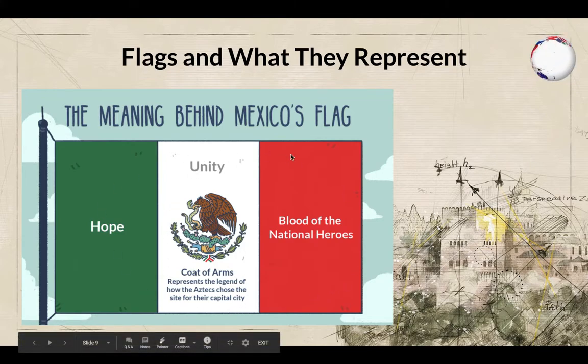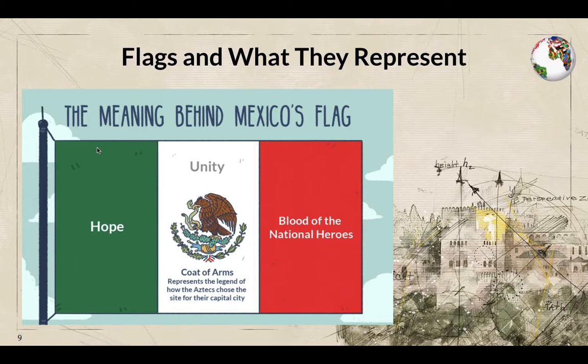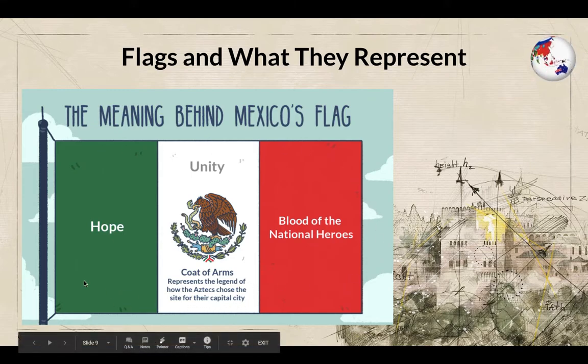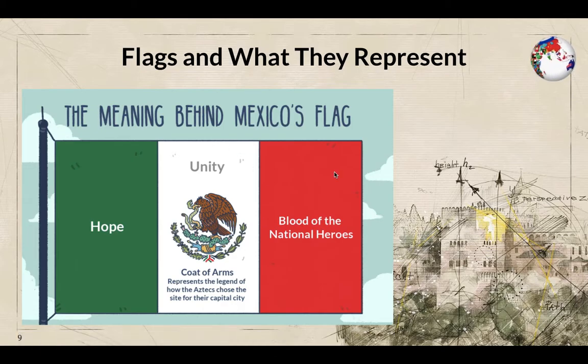That's the meaning of this flag, and that's again part of what people make, right? It's not like a mountain or a river. This is the man-made part of geography and maps.